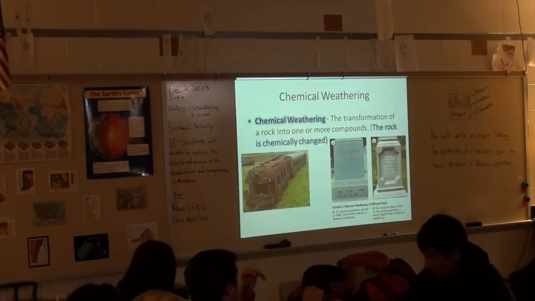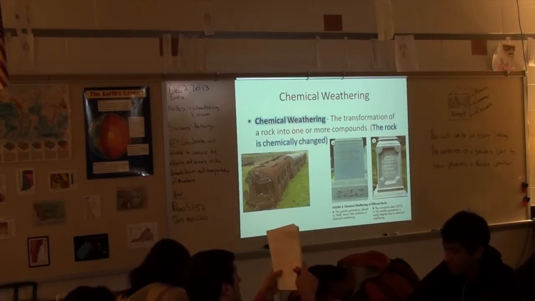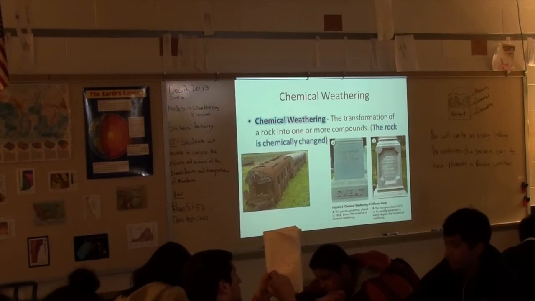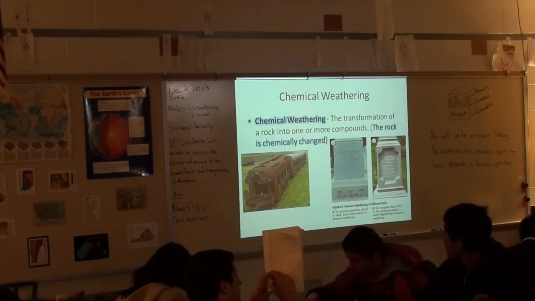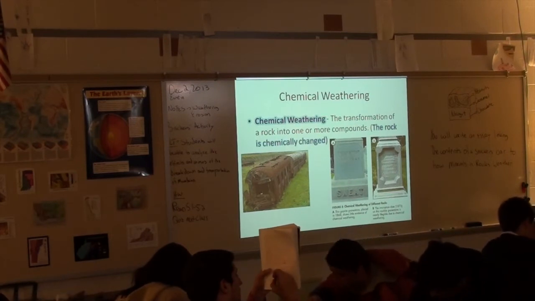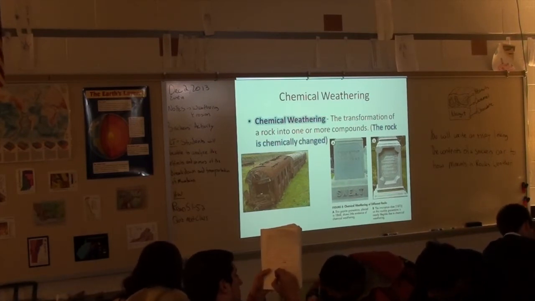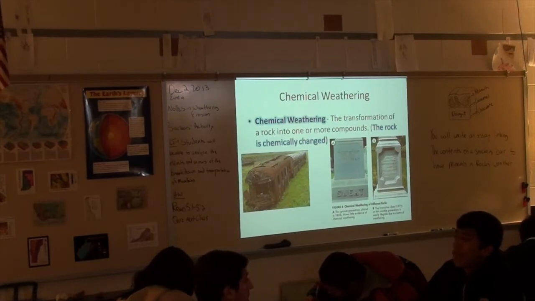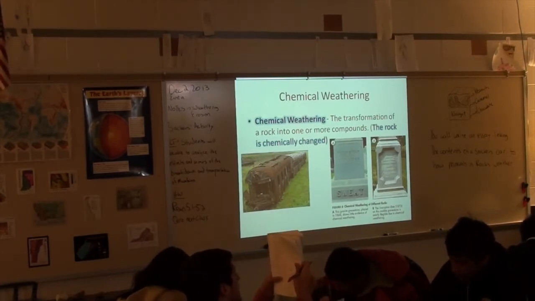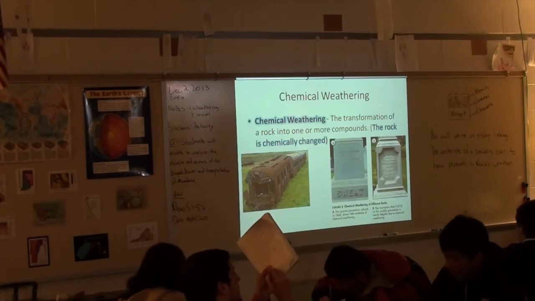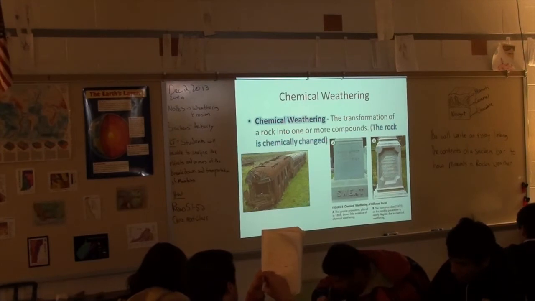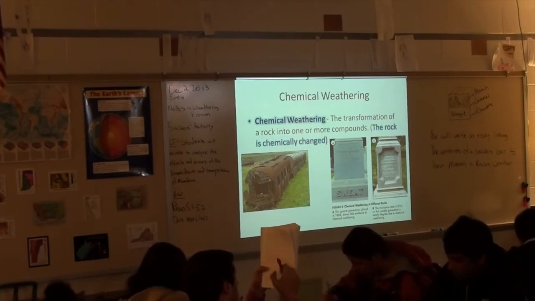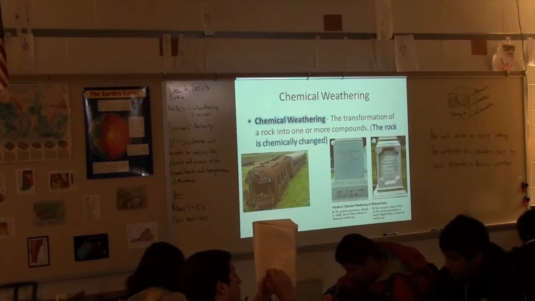Alright, that was all physical weathering. Now we're going to talk about chemical weathering. Chemical weathering is when the rock is truly transformed. It's no longer the same type of rock. It's now a different rock or a different compound or a different something. It's been chemically changed, not physically changed, chemically changed. So if I asked you a question on the test, what happens to a rock to chemically change it? You would say a completely different rock. Okay, that's what's left over after chemical change, a completely different rock.